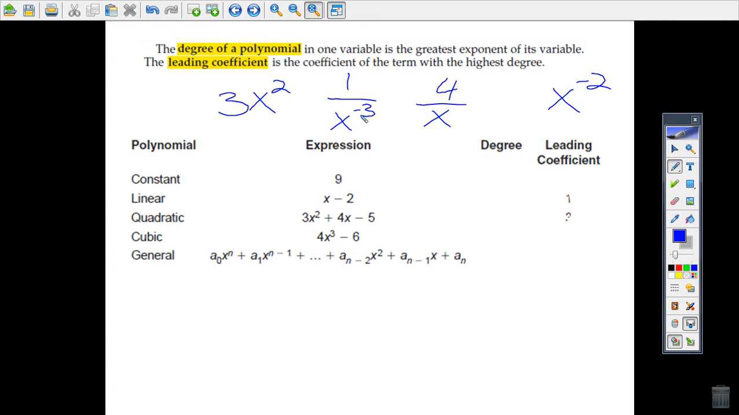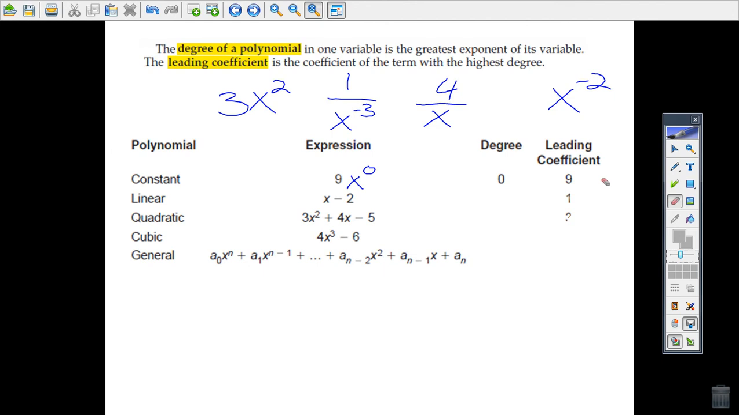Okay, what is the degree of this constant, 9? Well, remember, the degree is the exponent that exists on the variable. So when I write an x next to this, what has to go up in the exponent place? 0. So the degree of this is 0. The leading coefficient of it is 9.